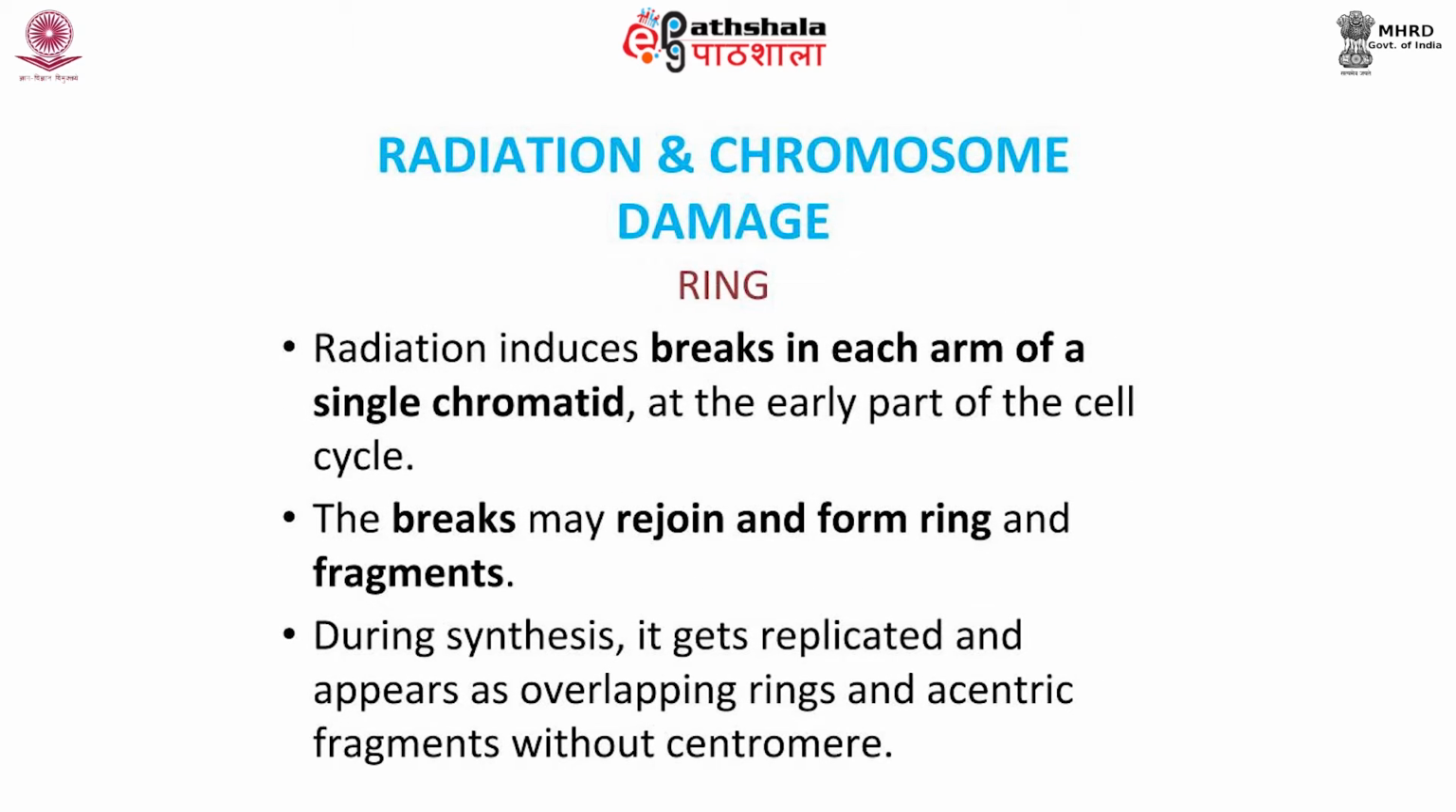Radiation induces breaks in each arm of a single chromatid at the early part of the cell cycle. The breaks may rejoin and form ring and fragments. During the synthesis, it gets replicated and appears as overlapping rings and acentric fragment without a centromere.